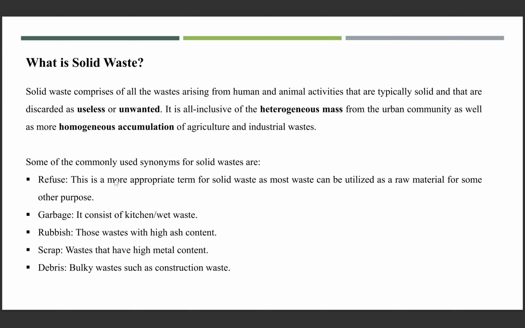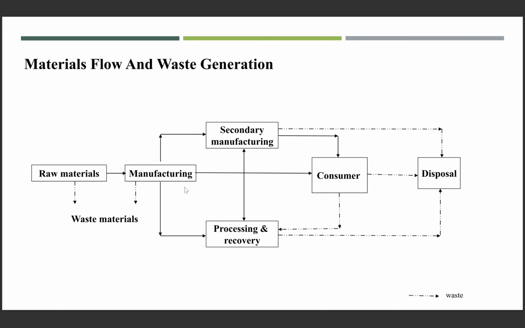Next, we have garbage. Garbage consists of the biodegradable waste from the kitchen, which can be composted or digested. And refuse is the more appropriate term for solid waste, as most waste can be utilized as a raw material for some other purpose. So here is the overall flow and waste generation chart.